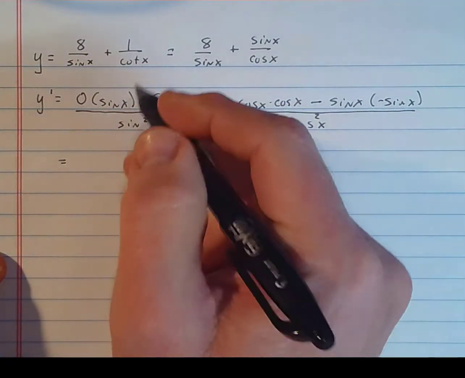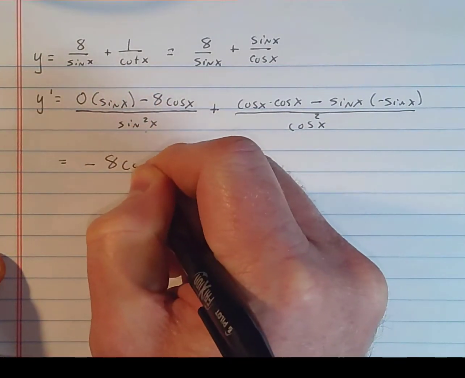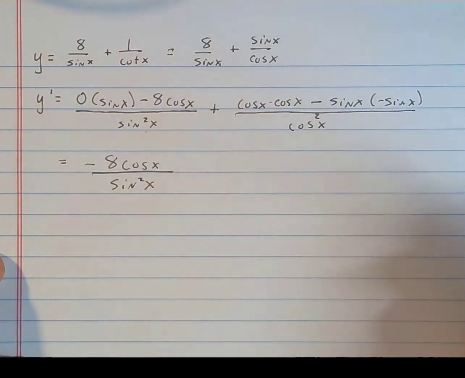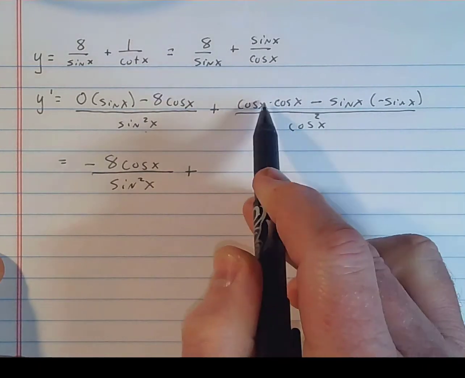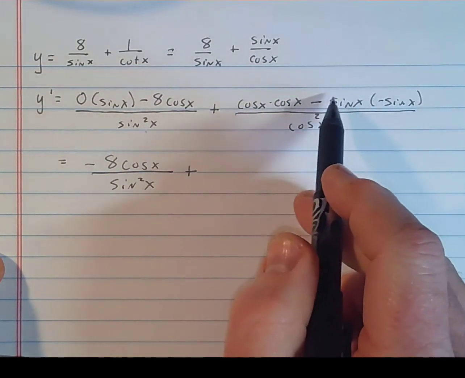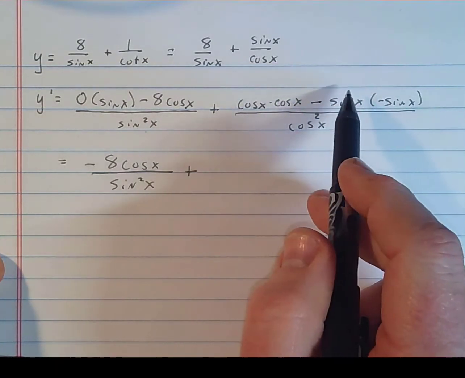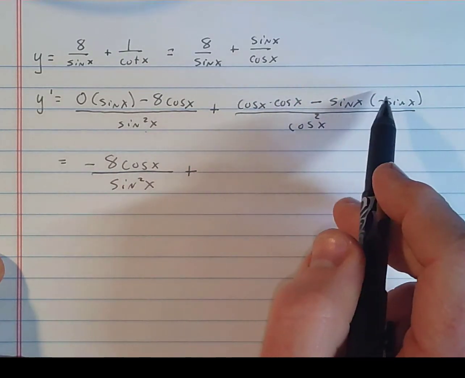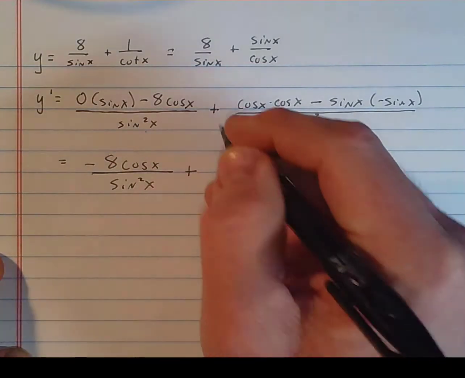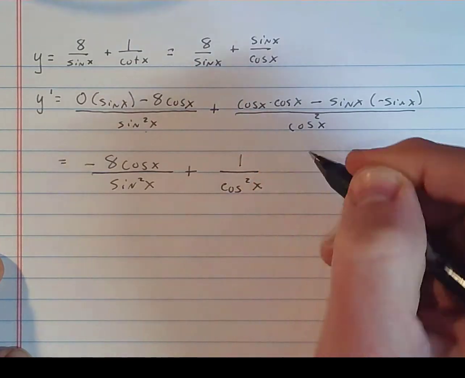Okay, so here, this part goes away. So I've got negative 8 cosine x over sine squared x. And on this side, I've got cosine times cosine, so that's cosine squared. These two negatives make this a plus, so this is cosine squared plus sine squared. And remember, cosine squared plus sine squared is just equal to 1. That's the Pythagorean identity. So this is just 1 over cosine squared x.